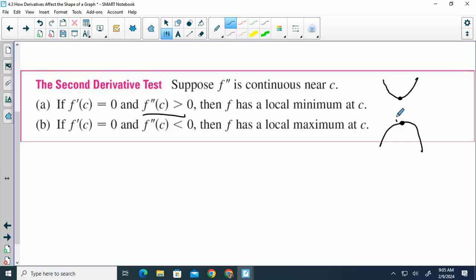But when I work problems, I'm usually just going to do the first derivative test to decide if things are max or min, because it always works, and we don't have that case where it doesn't. So let's look at an example.